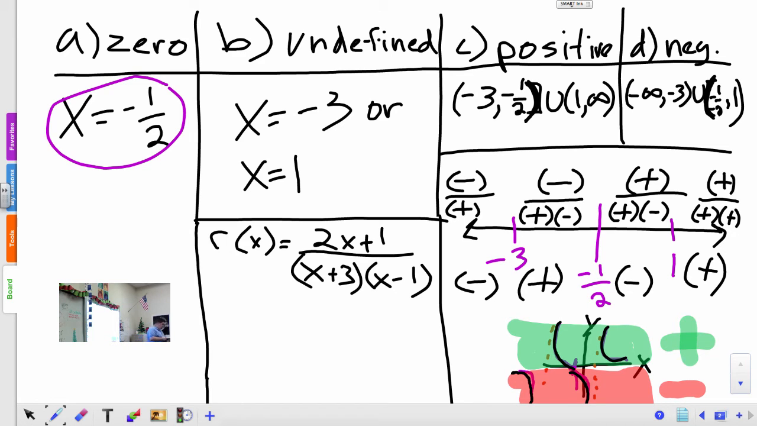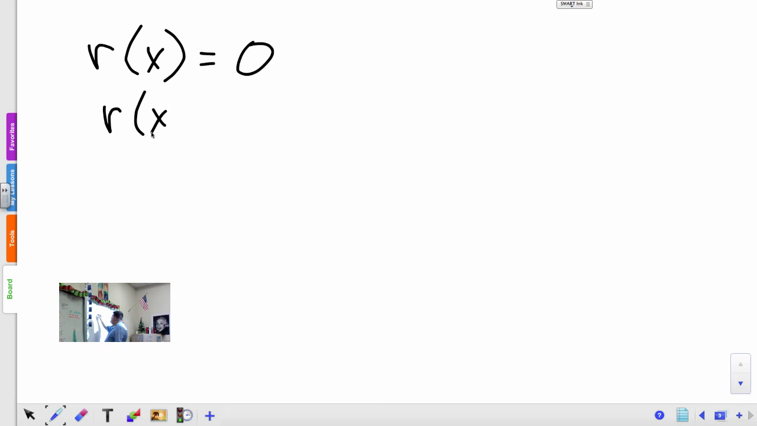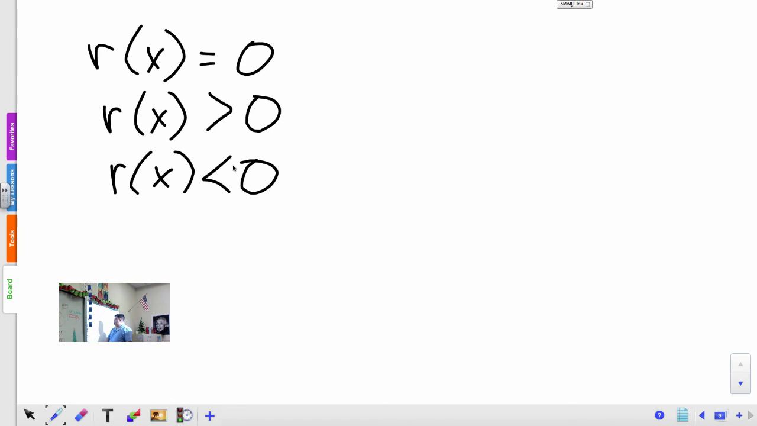Okay? Now why did we go through all that work? Well, the reason that we went through all that work is because we might be asked, when is r of x equal to 0? When is r of x greater than 0? When is r of x less than 0? And we can do it with a graphing calculator, but we need to know how to do it algebraically. Does anybody have any questions on that?